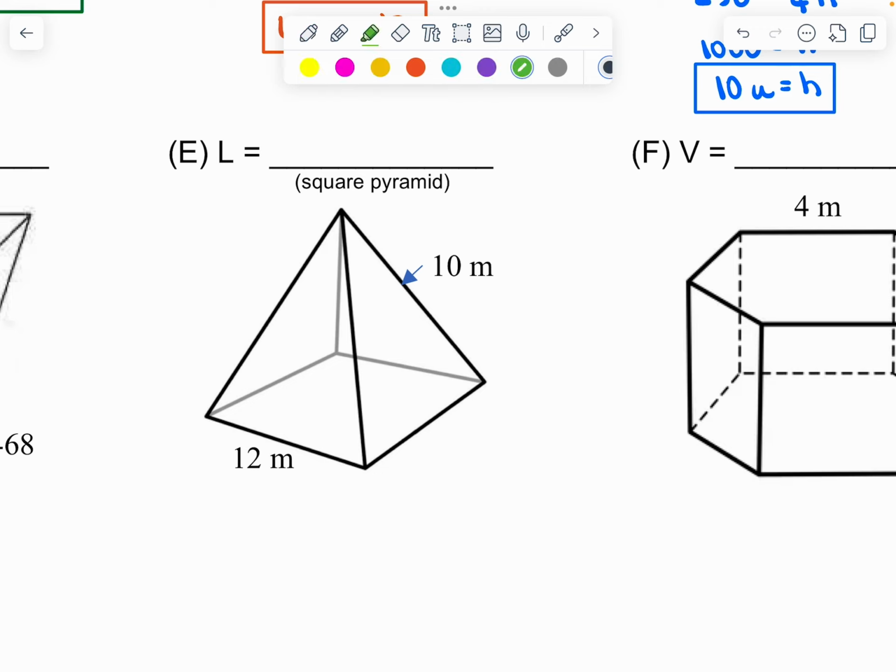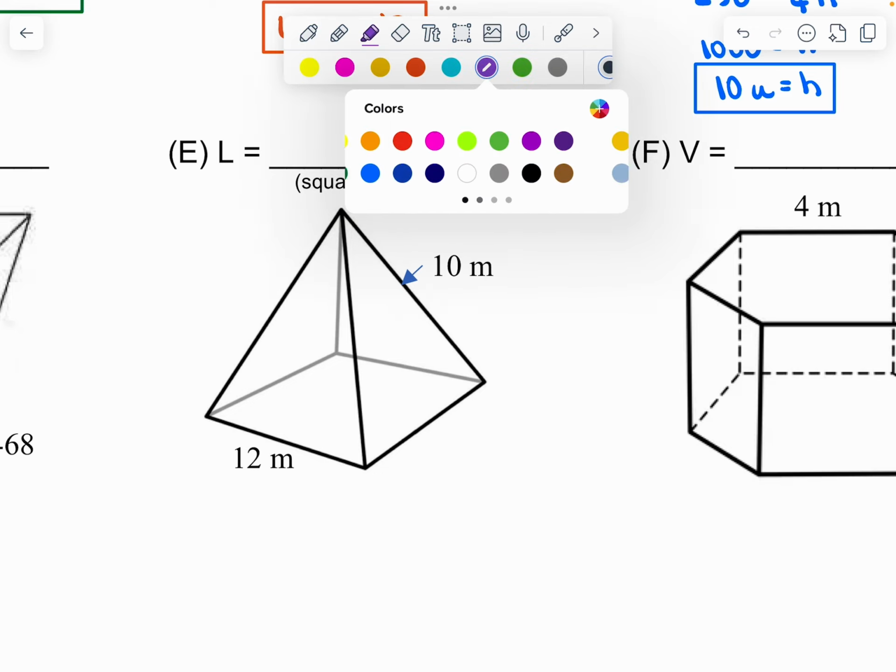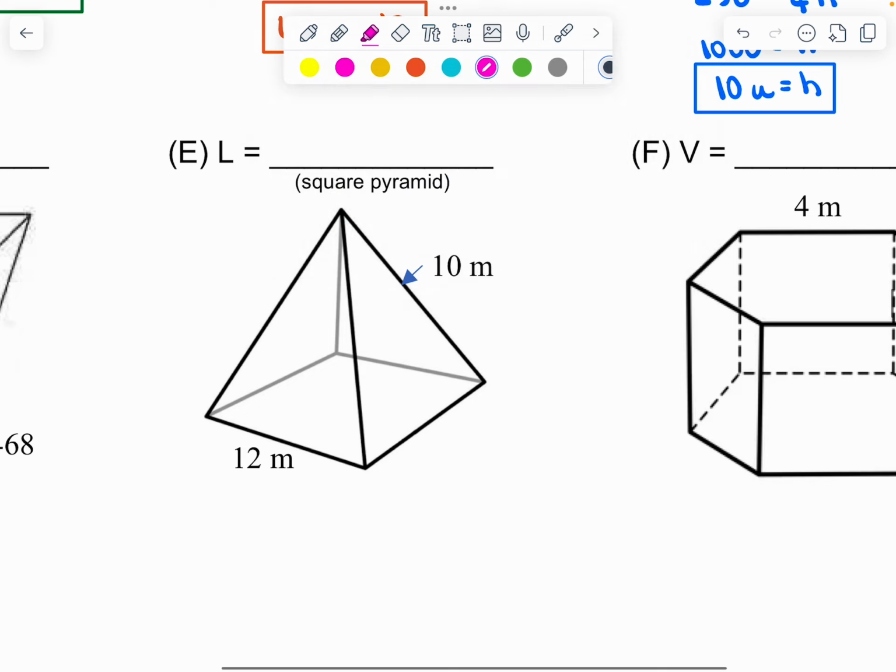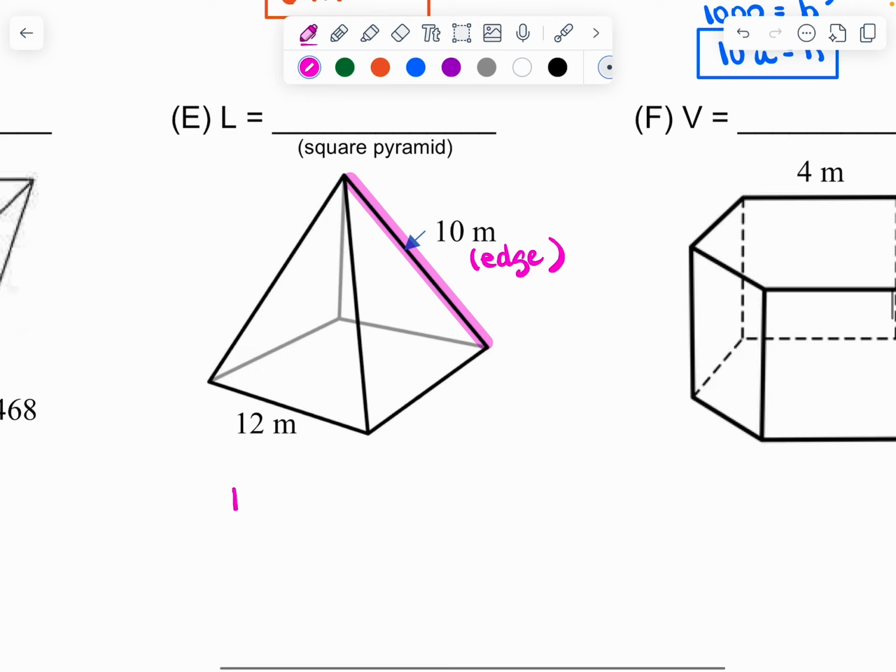All right, next up, E. E also, they all have their own little twist. E also has a little twist in that right here, let's see, let me get a pink. I just want to point out that this is not the slant height, right? So you want to be really careful. This is the edge of the pyramid's face. Okay. They want us to solve for the lateral surface area.